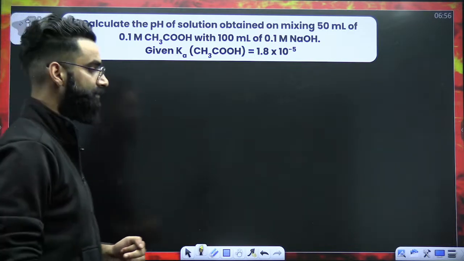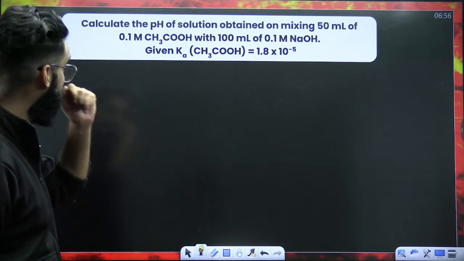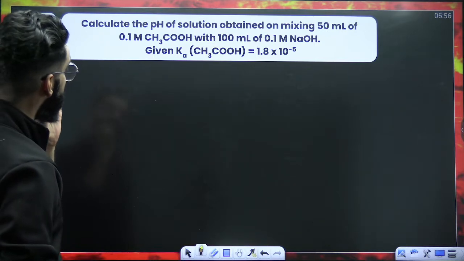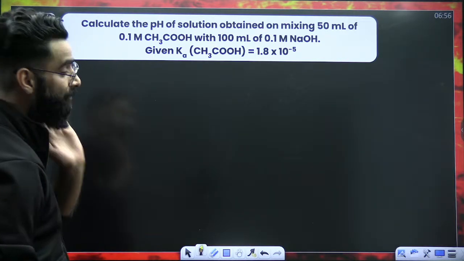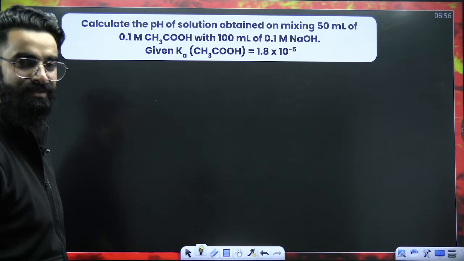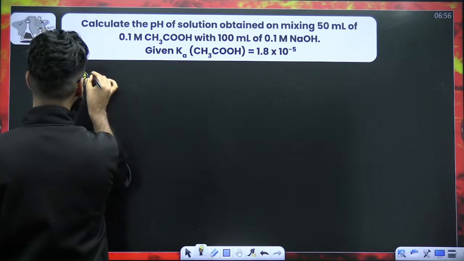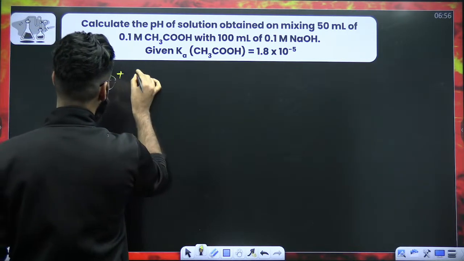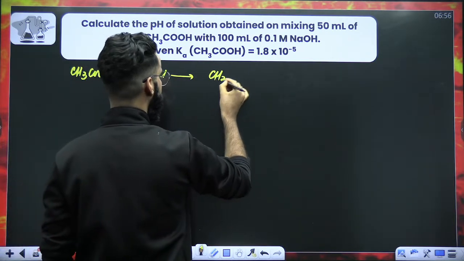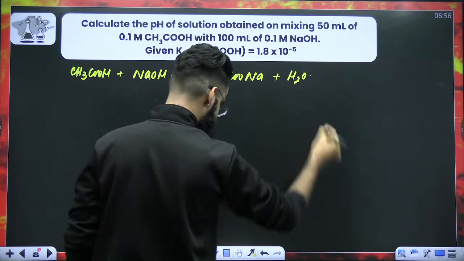Look at this particular question. Say exactly how you guys are going to solve this. Calculate the pH of the solution obtained on mixing 50 ml of 0.1 molar CH3COOH with 100 ml of 0.1 molar NaOH. I'm just changing the data in the question. Rest everything is the same. So again, your CH3COOH is reacting with NaOH, and it will lead to the formation of CH3COONa, and with that you are writing water as well.